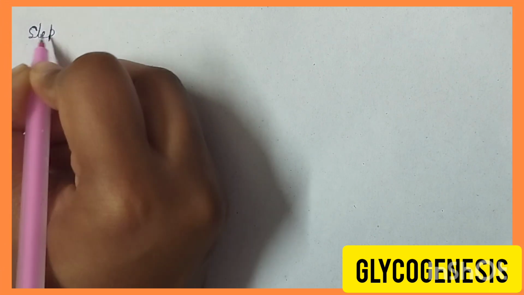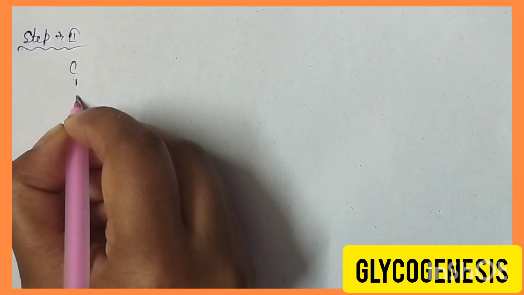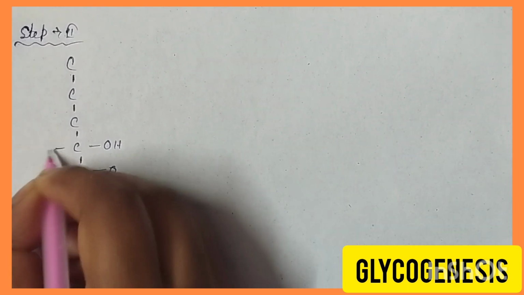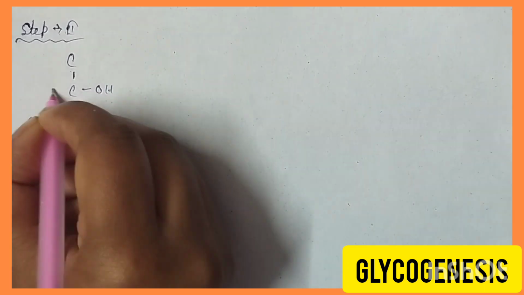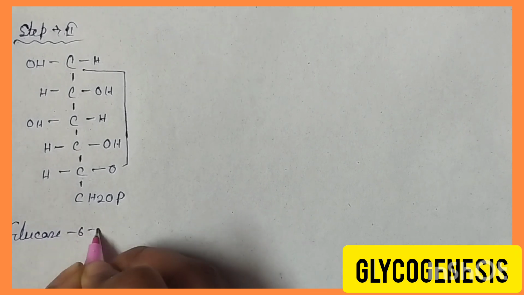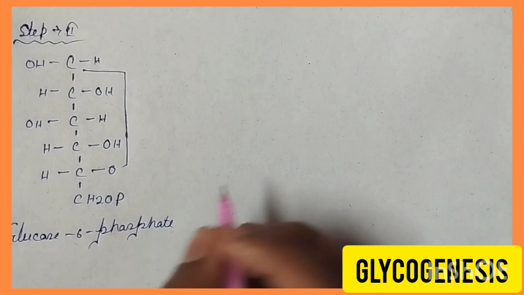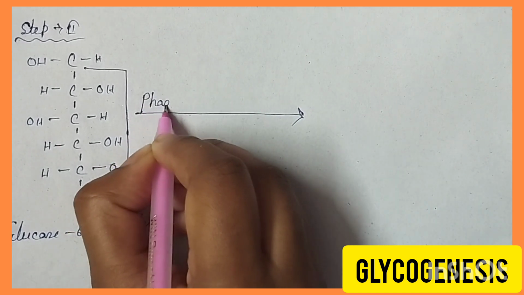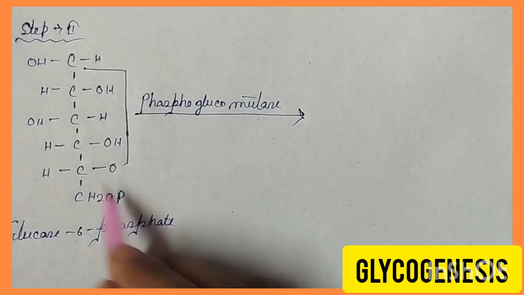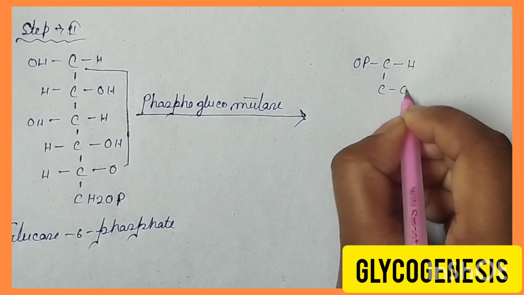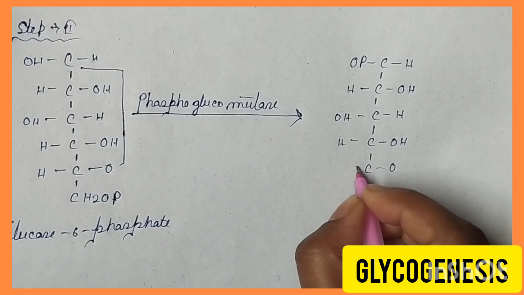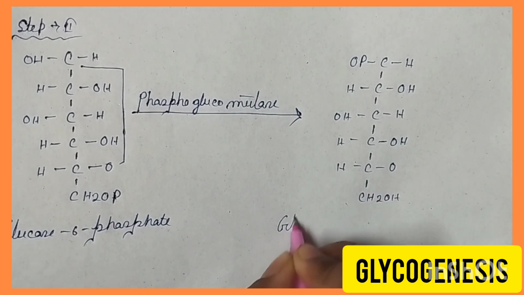Again, in the second step, glucose 6-phosphate is converted to glucose 1-phosphate by using phosphoglucomutase. So I have presented the glucose 6-phosphate structure, and it is converted to glucose 1-phosphate by the enzyme phosphoglucomutase. The phosphate group on the 6th carbon is transferred to the first carbon, and the H is transferred to the 6th carbon. So that is the mutation, and phosphoglucomutase helps in this reaction.